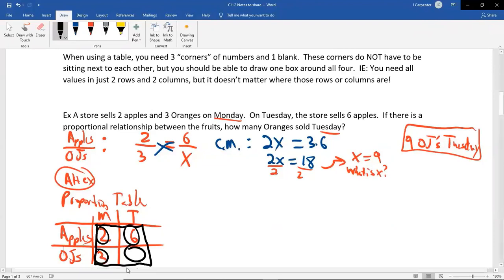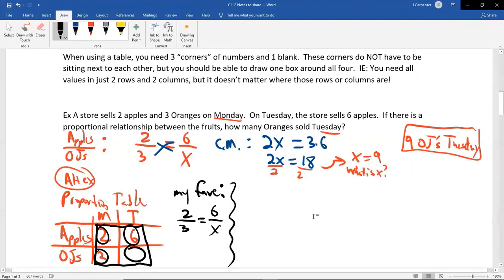So I'm going to show this a couple different ways. The first one I'll show is my favorite way. My favorite way would be to just set these numbers up as a fraction equal to a fraction exactly as they look. 2 over 3 equals 6 over x. Top left over bottom left equals top right over bottom right. This is the easiest way in my opinion.